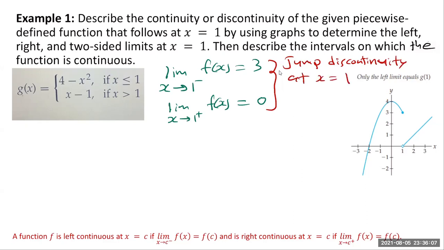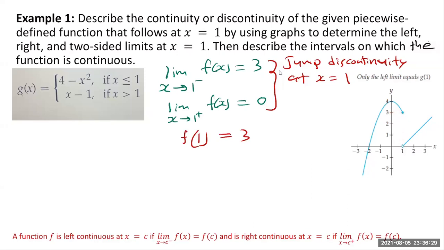Can you say anything about right continuity and left continuity? What kind of continuity do we have here? For that, I need the function value, right? In addition, I need to compute the function value at x equal to 1. What is f of 1? F of 1 is clearly 3 because I have my shaded circle here. So f of 1 is 3.